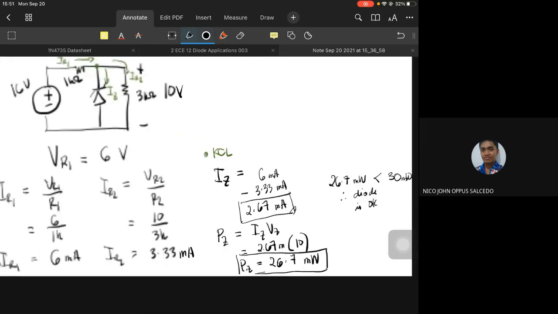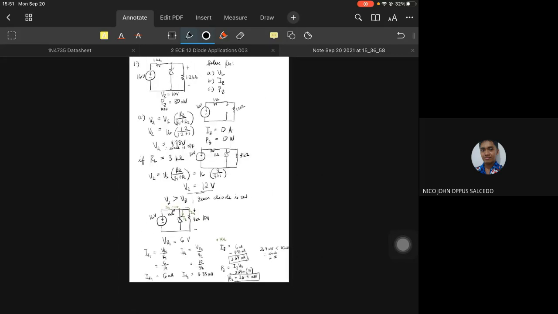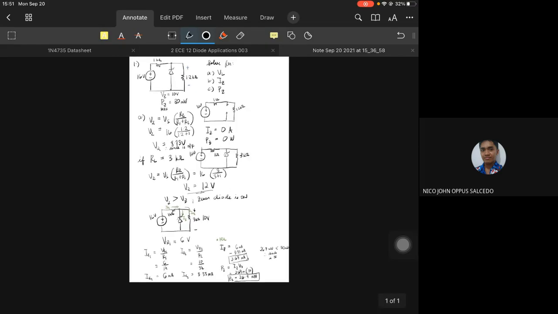Okay? Any clarification so far on the solution? Is there any question? If none so far, let's try to solve another example.